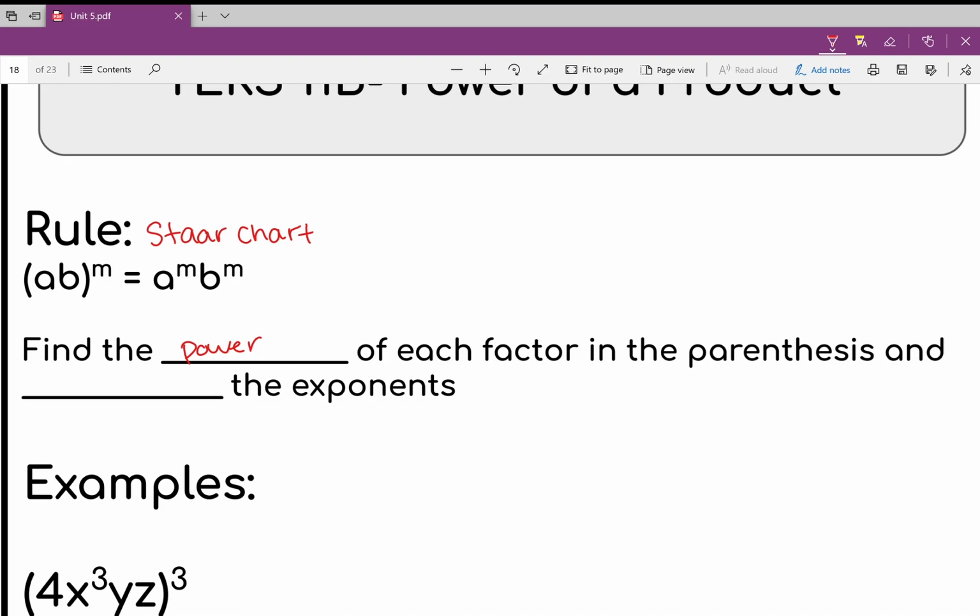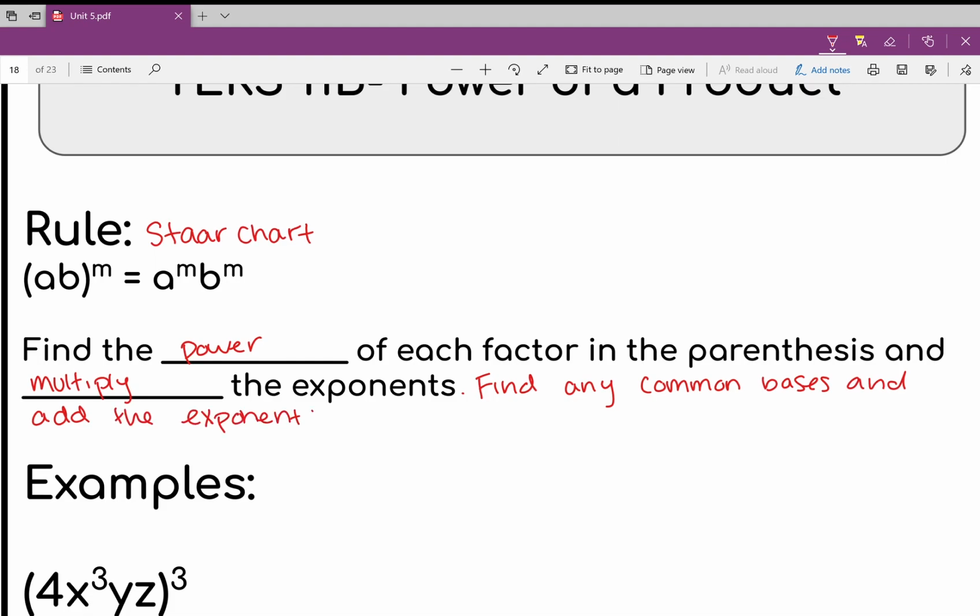and multiply the exponents. Once we do this, we have to find any common bases and add the exponents. So this is combining two things that we already learned this week.